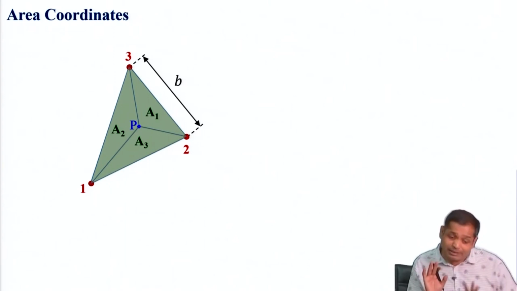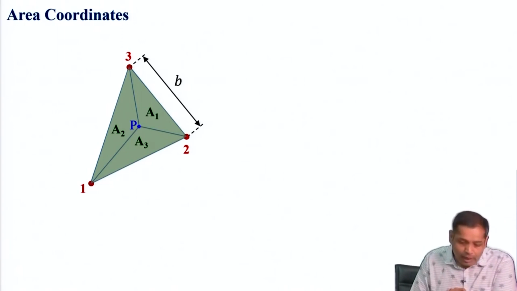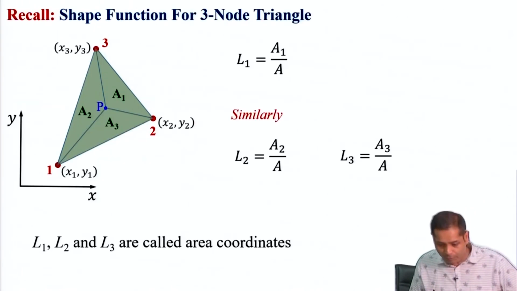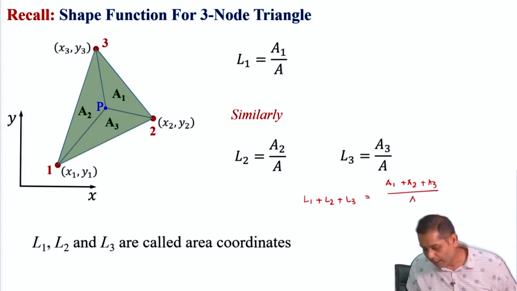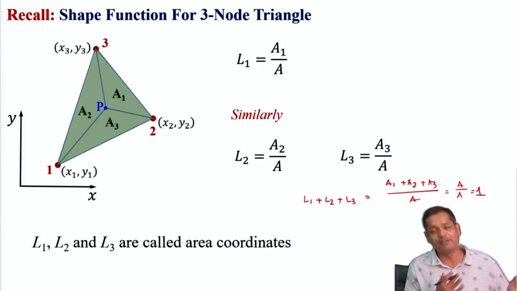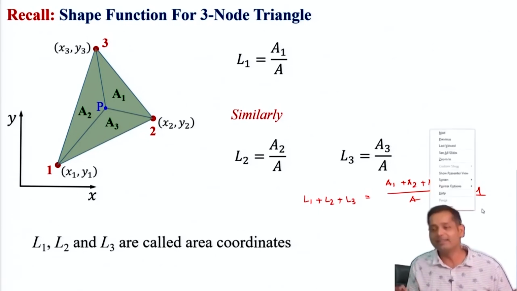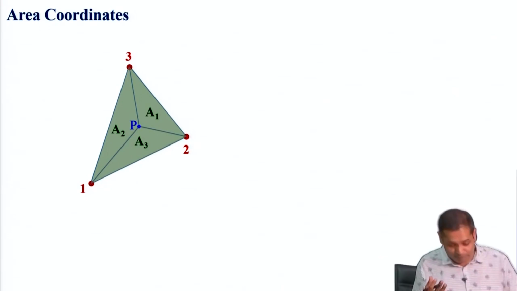Suppose we consider only node number 1. Let us try to understand only L1. Before we do that, there is another interesting point. Let us take L1 plus L2 plus L3. This will be A1 plus A2 plus A3 divided by A, which is A divided by A, which means 1. This is not a surprise, because L1, L2, L3 are essentially phi 1, phi 2, phi 3, and the shape functions must satisfy the partition of unity property. Now, let us have a different interpretation of this area coordinate.